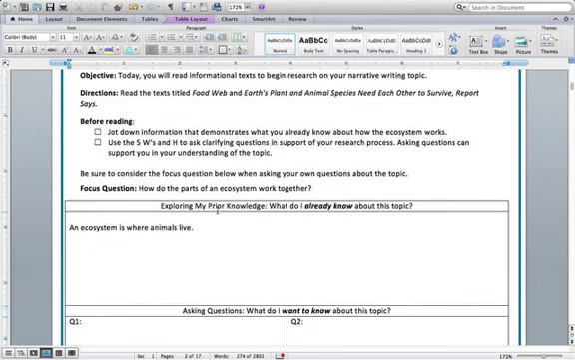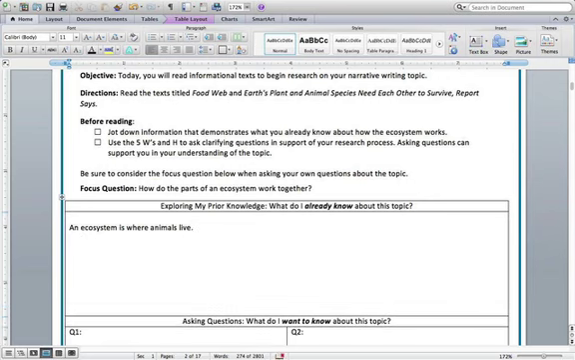What this means is, in this first box, we're just going to write down anything that we already know about how ecosystems work. So for example, you might already know that in ecosystems where animals live. You might already know that animals depend on an ecosystem for food and shelter.